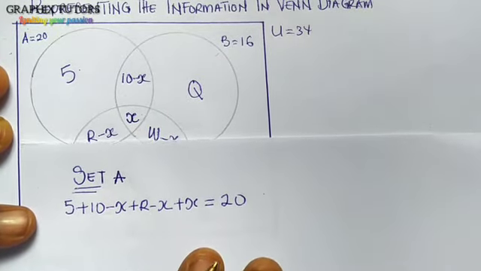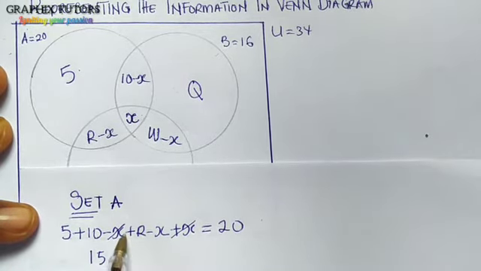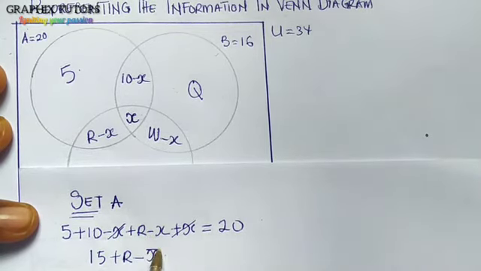Now if you do the needful, input your value. 5 plus X, this minus X will equate plus X. So we have 5 plus X is 15, right? 15 plus arrow minus X. What is our X here? Our X is giving us what? 3. So let me put the 3 here. Minus 3 is equals to what? 20.